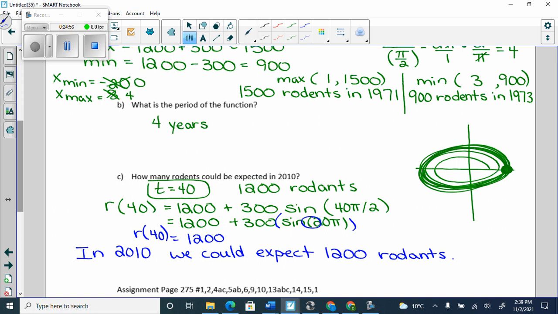Yeah. You don't add, like, the 1200 plus 1600? So the 300, this sine 20 pi is actually just 0, right? And then 300 times 0 is 0. So let me just get 1200. I shouldn't have skipped that.